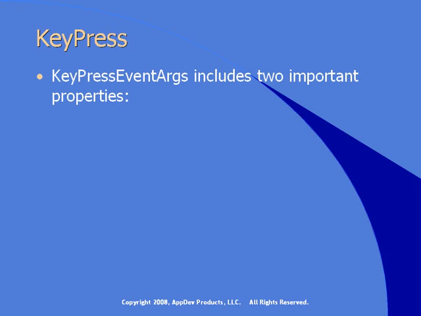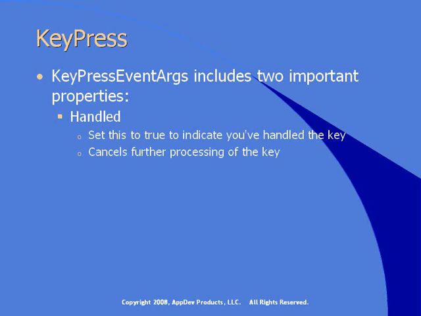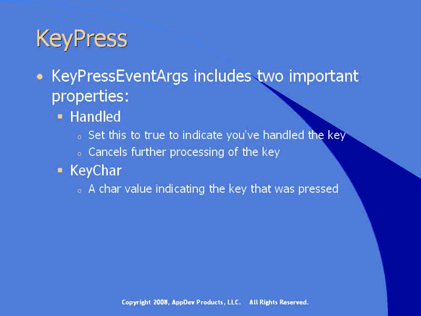The key press event args, which gets handed to you as the second parameter of the key press event, includes two important properties. Handled, so you can set this to true to indicate that you've handled the key and the .NET Framework won't do anything with it. You can then cancel further processing of the key. And also the key char property, which is a char value, that's a data type, char, indicating the key that was pressed. Using this property, you can know exactly which key the user pressed.